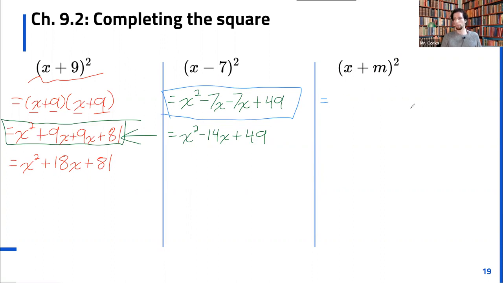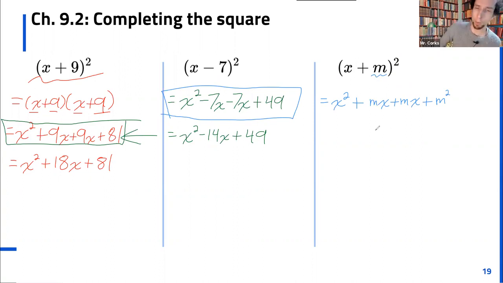What's the first line? x squared, x squared plus xm plus xm, plus, I'm going to write it as mx plus mx plus m squared. And here we're saying m would be some constant.